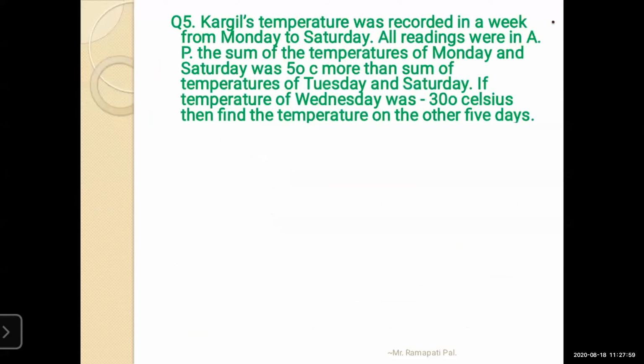Now question number five. Kargil temperature was recorded in a week from Monday to Saturday. All readings were in the AP. The sum of the temperature of Monday and Saturday was 5 degrees more than the sum of the temperature of Tuesday and Saturday. If the temperature of Wednesday was minus 30 degrees Celsius, then find the temperature of the first 5 days. Okay? Because all the readings are in the AP.